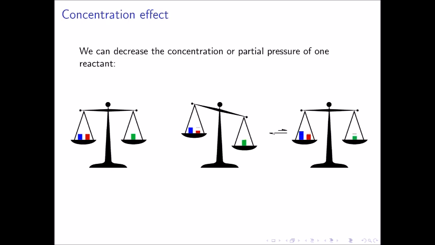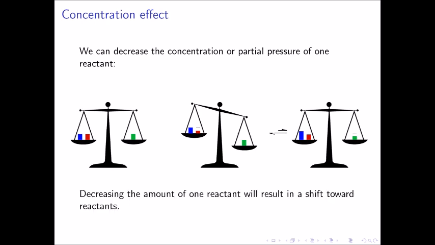Now let's consider what happens when we decrease the concentration or partial pressure of one reactant. In this case, we have decreased the amount of the red reactant. This now causes the reactant side to be deficient. In order to replace this, the reaction must back-react, consuming some product and forming more reactants. Thus, decreasing the amount of one reactant will result in a shift toward reactants.